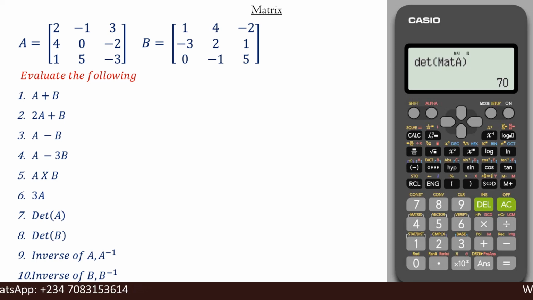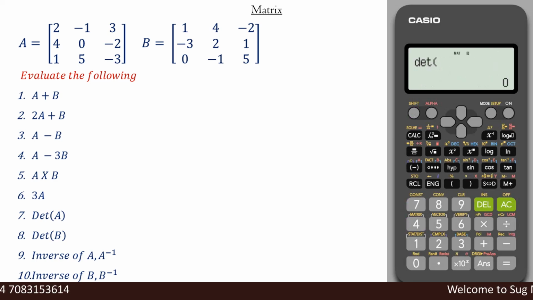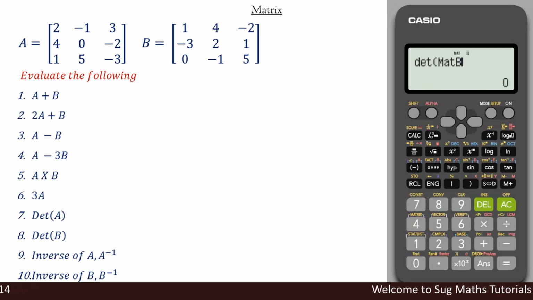Now let's do it again for matrix B. I'll say shift, I'll say 4, which is matrix. Option 7 says determinant. Determinant of what? Let's choose determinant of matrix B. Then I'll choose option 4, which is matrix B. So here we have the determinant of matrix B. Then I'll say equal to. It gives me 65. So that is the determinant for matrix B.